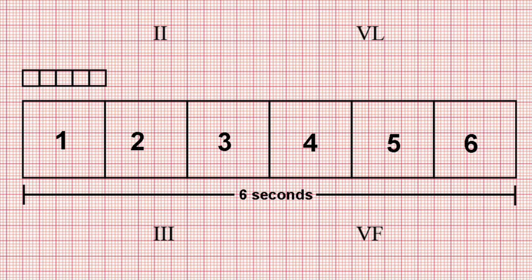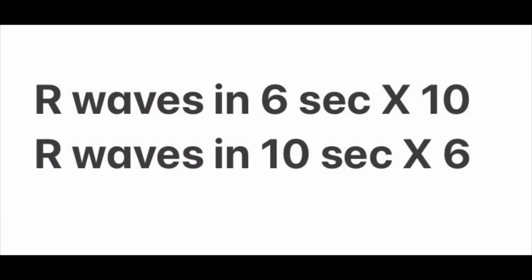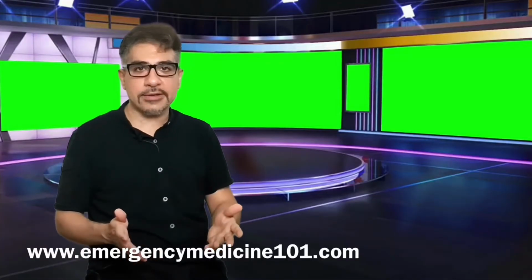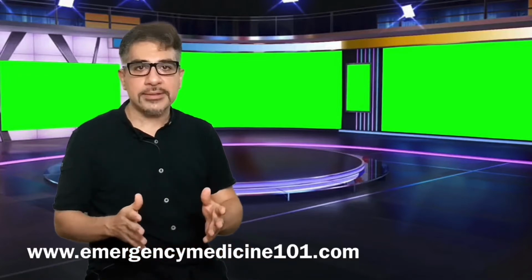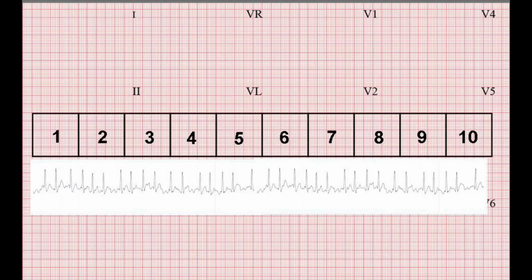Therefore, 6 large squares are equal to 6 seconds of the heart's activity, and 10 large squares are equal to 10 seconds of the heart's activity. Now, all you have to do is either count the heartbeats or R waves in 6 seconds and multiply that by 10, or count the R waves in 10 seconds and multiply that by 6. That's because every minute consists of 60 seconds, and of course you want to know the number of heartbeats in 60 seconds. So either 6 times 10 or 10 times 6. This is the preferred method when the patient has an irregular heart rhythm, as in atrial fibrillation.